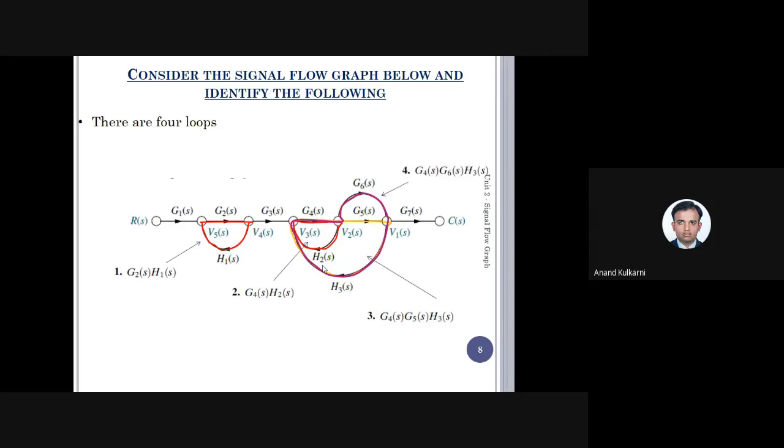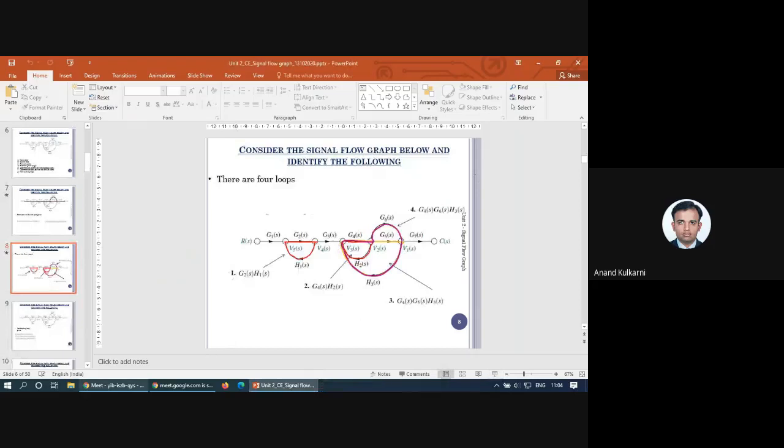And there is a specific notation. Loops are denoted by capital L, and forward paths are denoted by capital F. So if there are two forward paths, F1 is the first forward path, F2 is the second forward path. If there are 4 loops, L1 is the first loop, L2 is the second loop, L3 is the third loop, L4 is the fourth loop. So here L1 is this: L1 is G2H1, L2 is G4H2, L3 is G4G5H3, and L4 is nothing but G6H3. Okay, I'll just stop here.